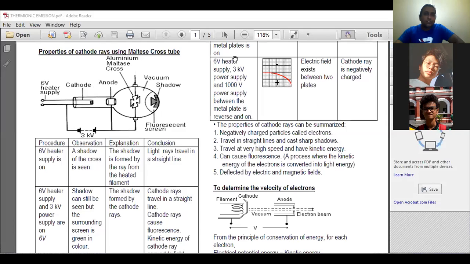Okay, now the first situation. What we do is only the 6-volt heater supply is on. That means we only on the filament. You see, when the current passes through the filament, what happens? It gets heated up, so electrons will be released. That means thermionic emission will happen. During this time we don't on the anode yet. It's only the filament.